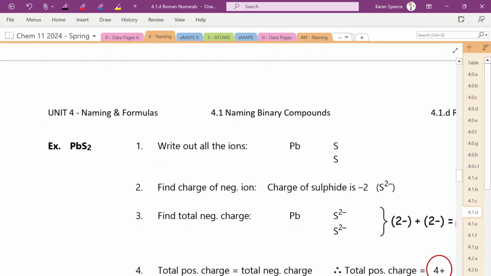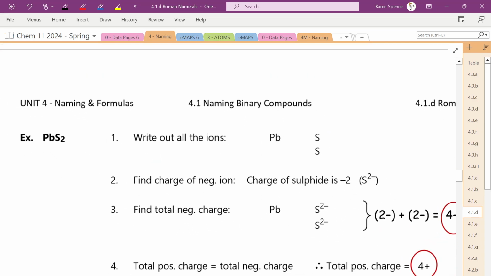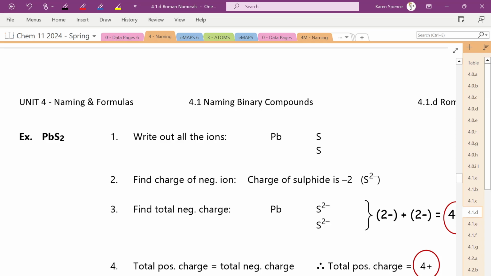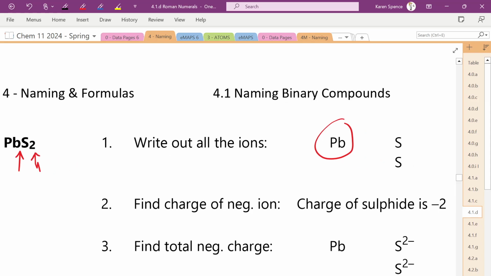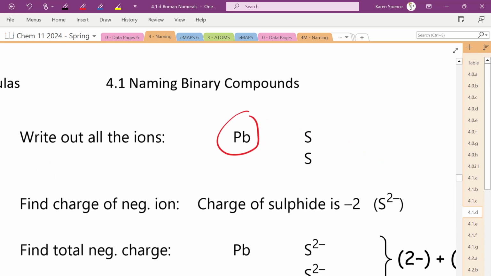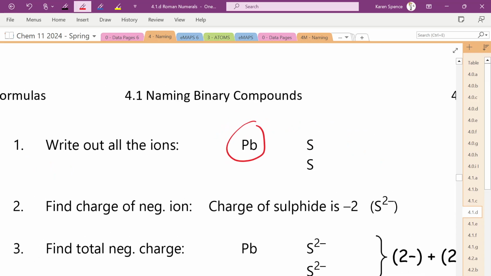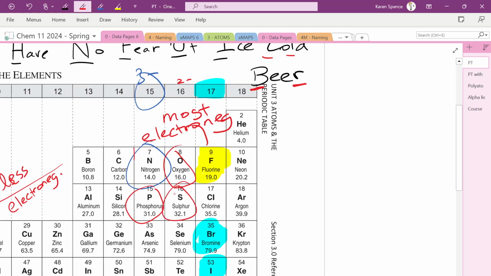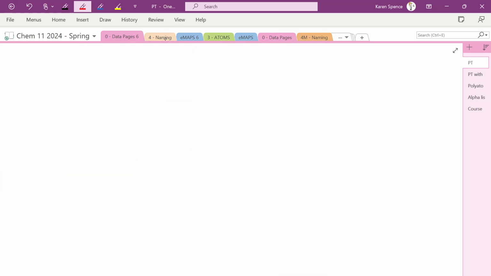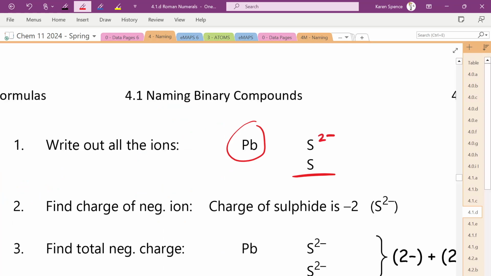Here's the one I wanted to look at because we have PbS2. If we do it by writing out the ions, there's no number beside the Pb. So how many Pb do we have? Just 1. So we've written just 1 over here. How many S do we have? 2. So we write out an S and an S. And then we go and we look up the charge for S. S is in group 16, so it's -2. So that's 2- and 2-.